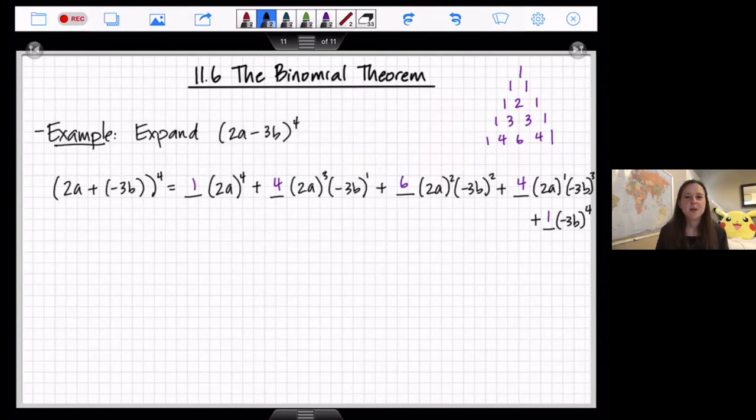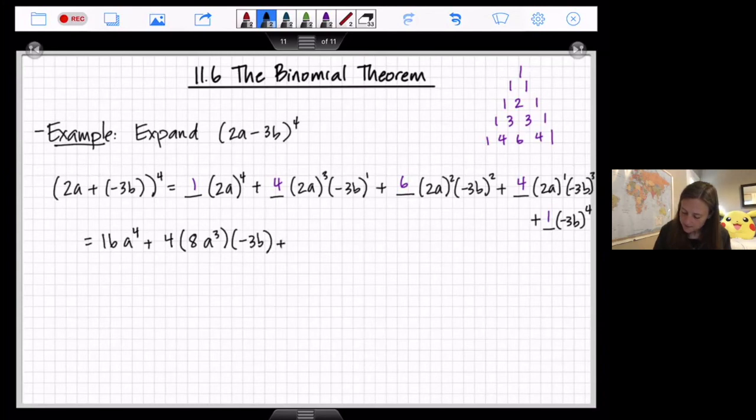I just need to simplify 2a to the 4th. So distribute that 4 exponent to the 2 and the a. 2 to the 4th is 16. A to the 4th is a to the 4th. And then I've got 4, and let's see, 2a cubed. We're going to cube the 2 to get 8. And then I've got negative 3b to the 1st.